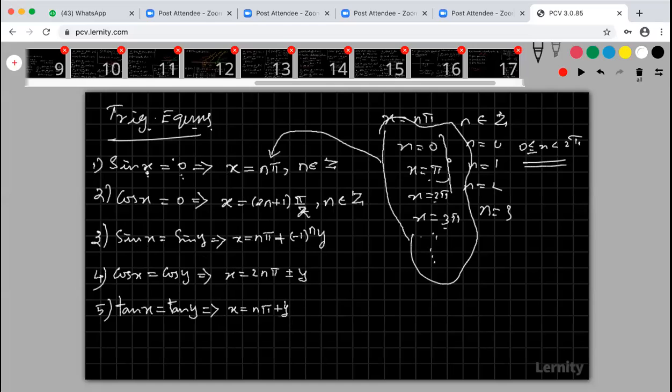Suppose I am getting sin x is equal to cos y. What happens, sir? You change this cos y in terms of sin, because we have the formula sin(90 minus theta) is equal to cos theta, and cos(90 minus theta) is equal to sin theta. Suppose I am getting sin x is equal to some cos y. What is the solution, sir? This is not in this list, sir. Then you can write this cos y as sine of 90 minus y.